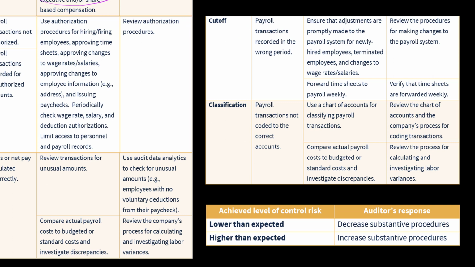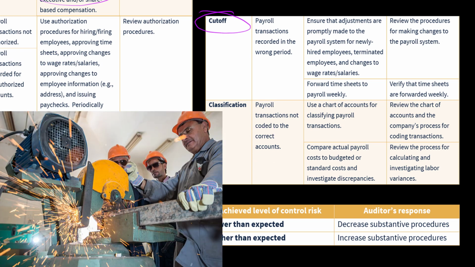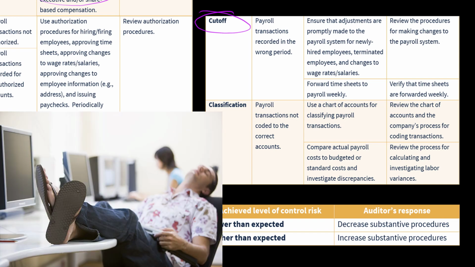Okay, now, when we come up here to the cutoff assertion, we want to make sure, obviously, that payroll transactions have been recorded in the appropriate period. In terms of classification, we want to make sure that the payroll transactions go to the right accounts. For example, if we have a manufacturer and we're talking about labor costs that have to do with production, those are going to go to inventory and eventually the cost of goods sold, versus if the costs don't have to do with production, they're period costs, they're expensed immediately. They don't go to inventory. So we want to make sure these things are coded to the correct accounts.